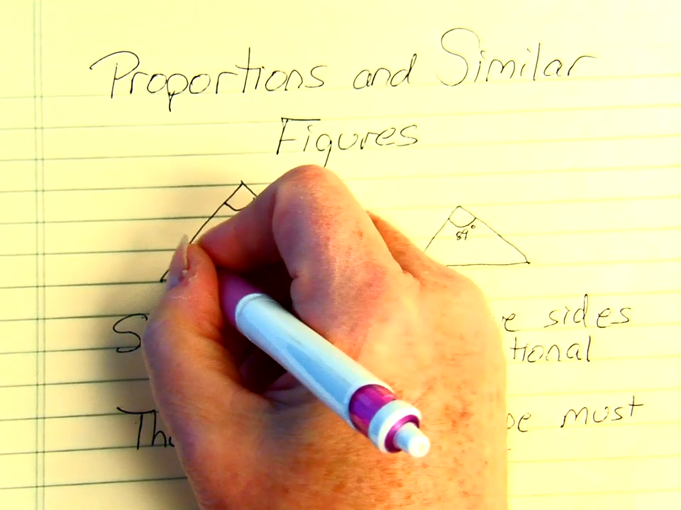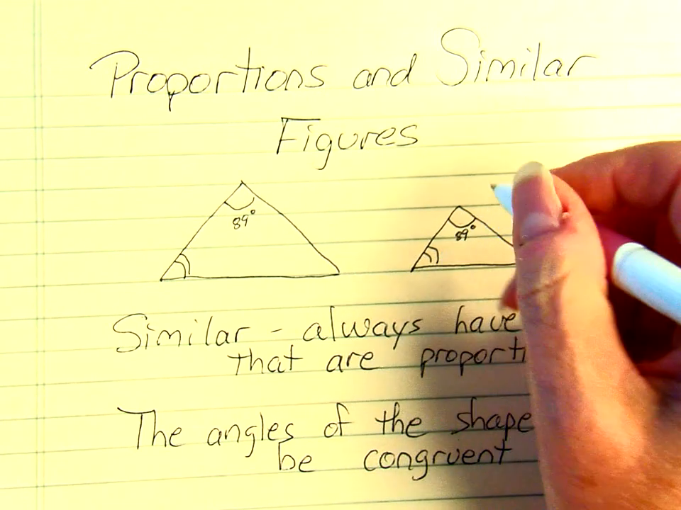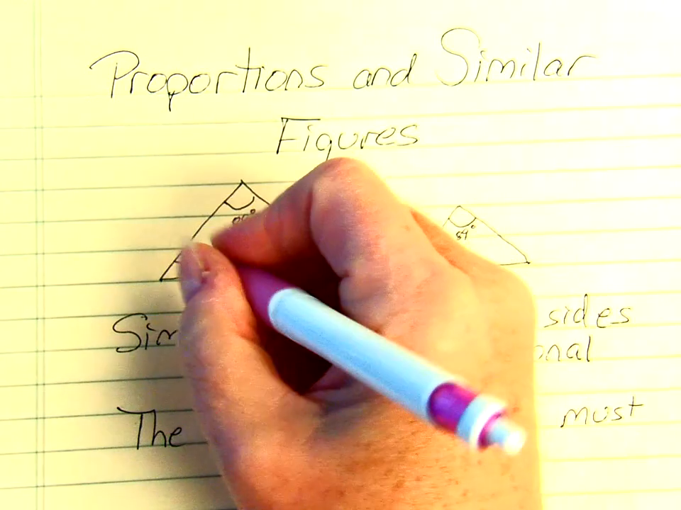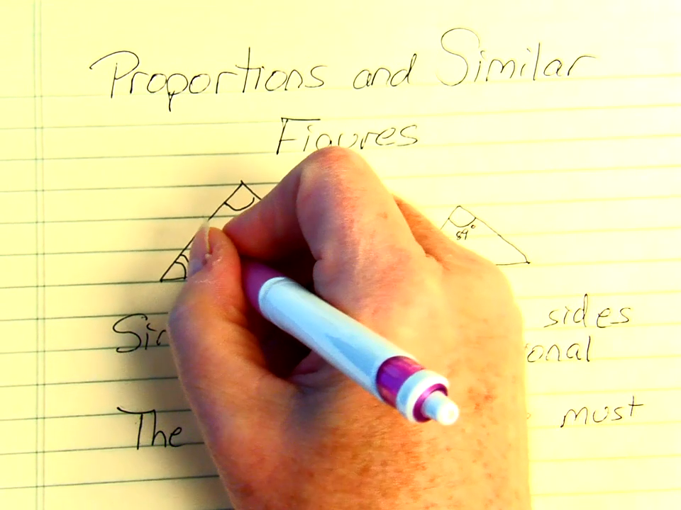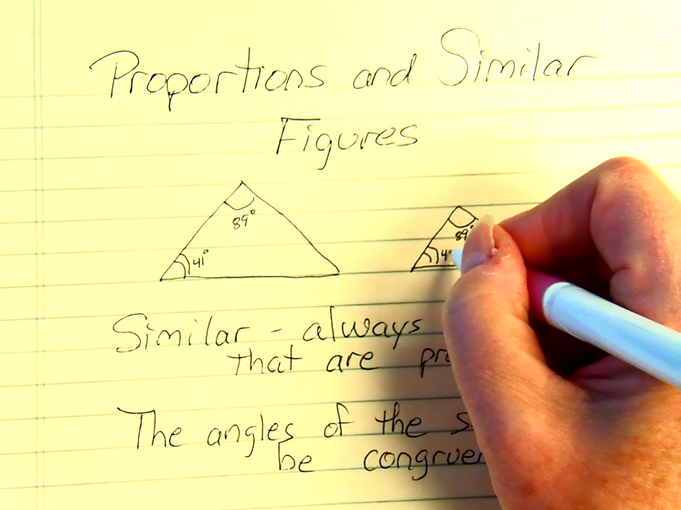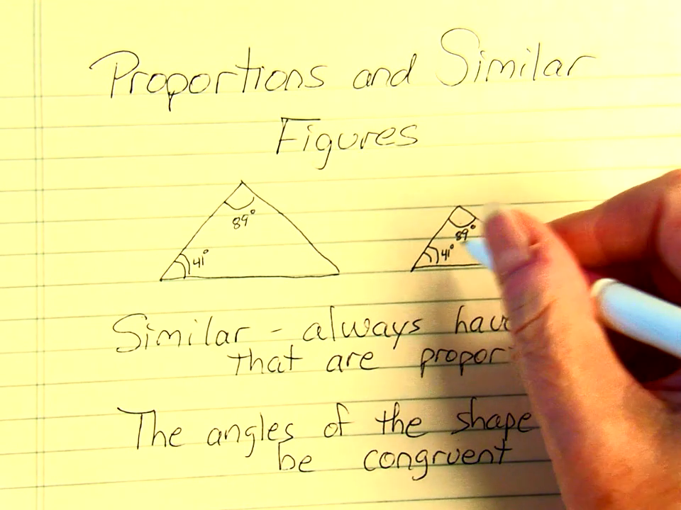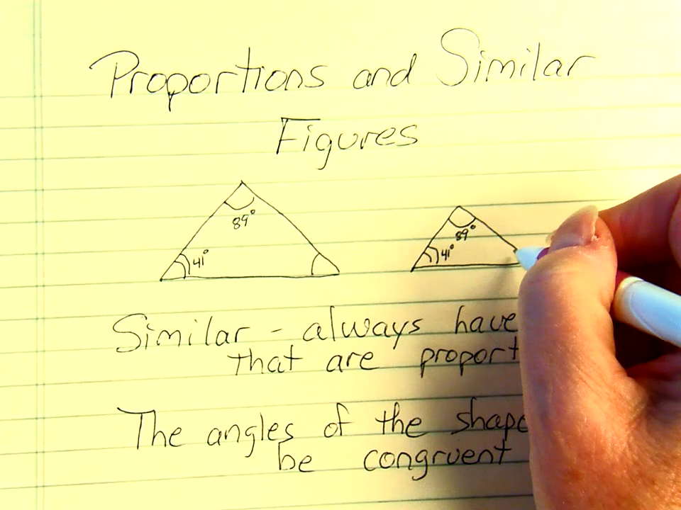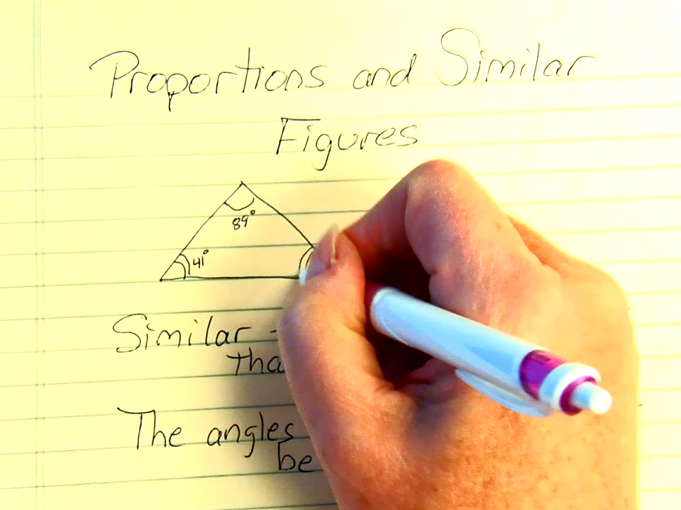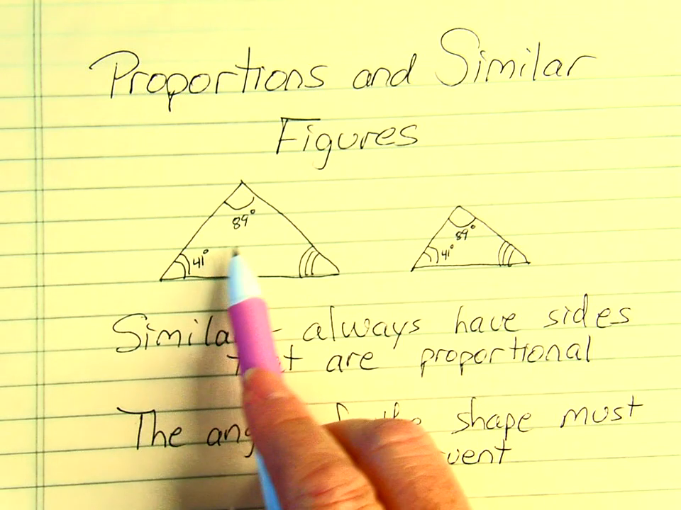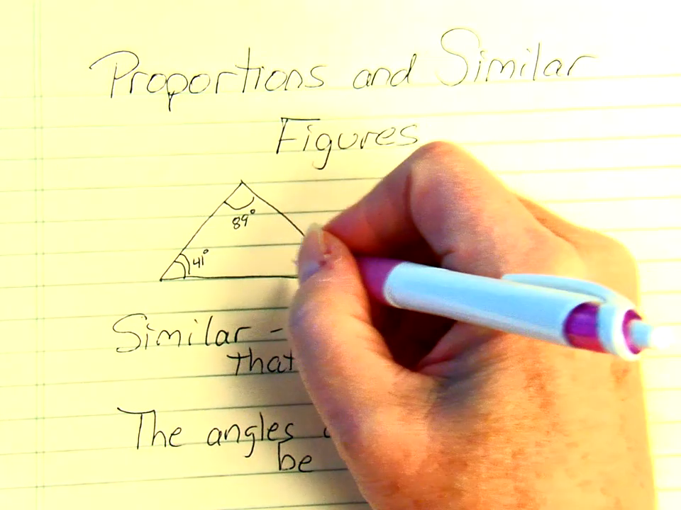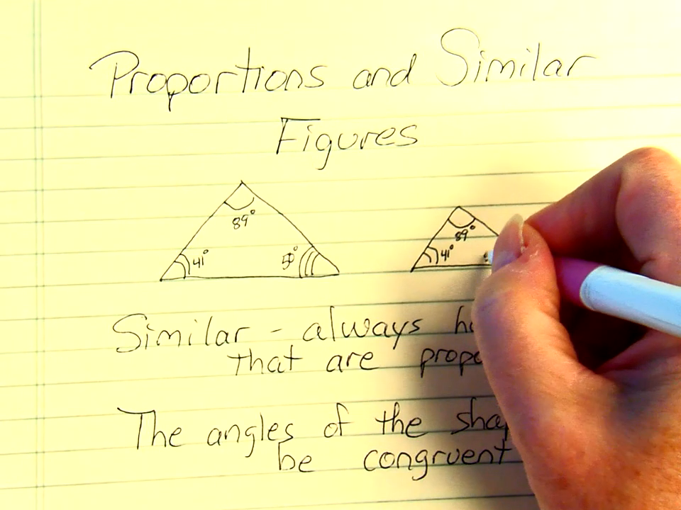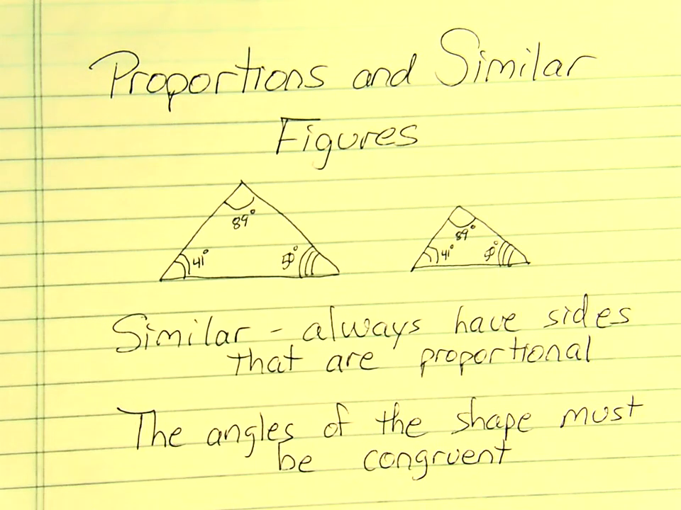If I come down here and I say, well, if that one's 89, then this one looks to be about 41. I'm picking these numbers because they're easy. So this one is 41, and 89 plus 41 is 130, so 180 minus 130 means that this angle here would be 50 degrees. So, in similar figures, the sides are always proportional and the angles are always congruent.